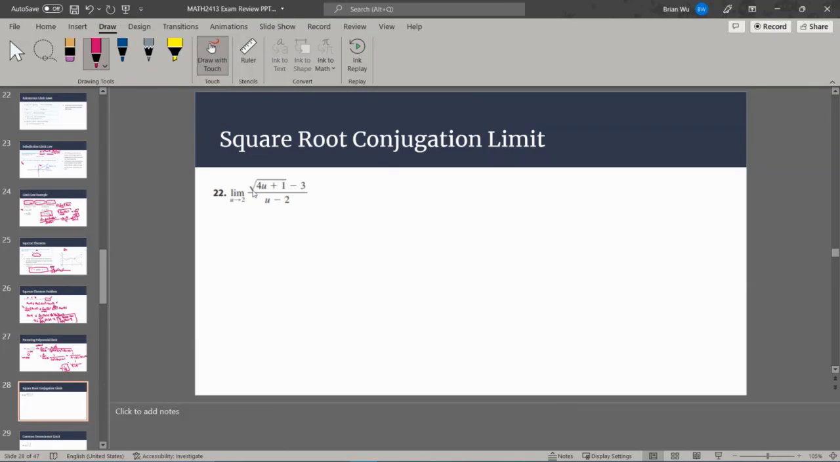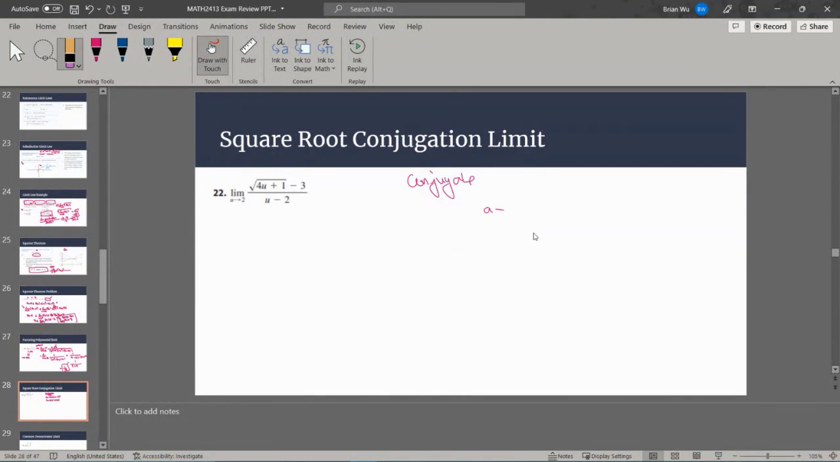Now, sometimes you encounter square roots, and you can't really factor these, so you'll have to use something called conjugation. Let me explain what a conjugate is. A conjugate is essentially changing the sign. For something like a plus b, the conjugate would be just changing the sign in between. And the conjugate of a minus b is the same thing as a plus b.